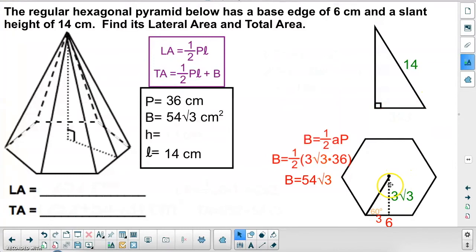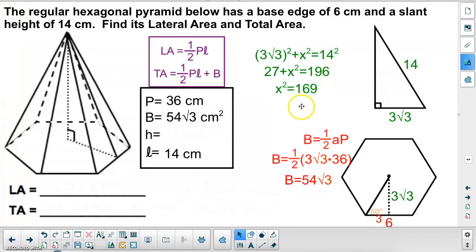We know our apothem is this side here in our right triangle, 3 root 3. It corresponds to this piece in our hexagon in the pyramid, from the center of our base to the base edge. Now we have to use Pythagorean theorem. We have 3 root 3 squared plus x squared equals 14 squared. 3 root 3 squared is 27 plus x squared equals 196. Subtract 27 from both sides and then square root to get 13. So our height is 13.